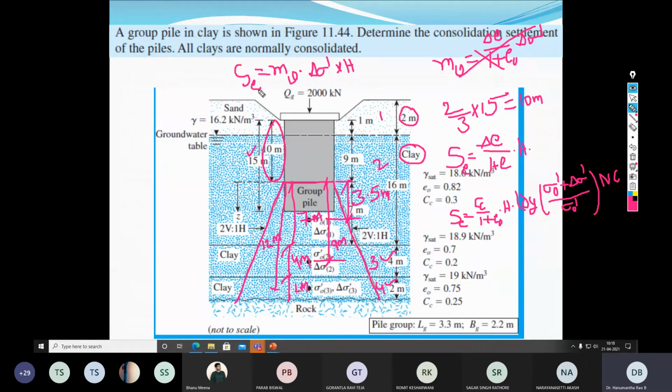If MV is given, then your SC is equal to MV into delta sigma into H. So the only difference is that in both cases you must calculate delta sigma, the increase in effective overburden pressure because of the pile construction. The additional parameter in the CC equation is sigma naught, that is the initial effective overburden pressure. So don't ask me in the exam that, sir, you did not discuss in the class about the MV or CC. These are the only two possibilities. Either I can give the CC or the MV in the exam.